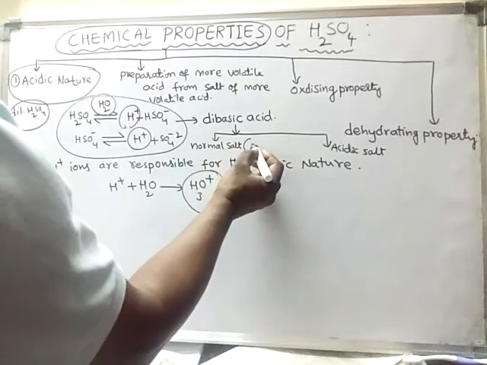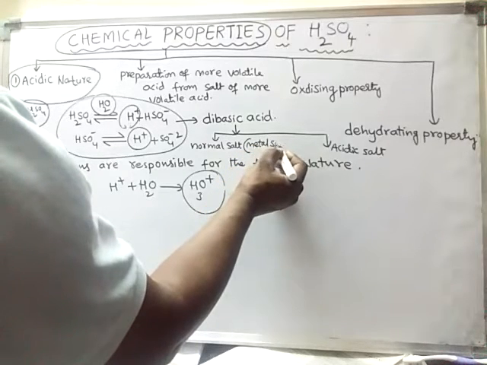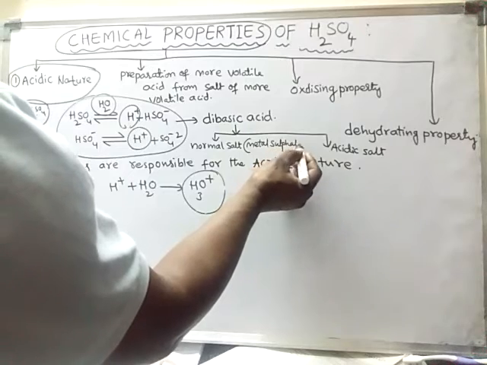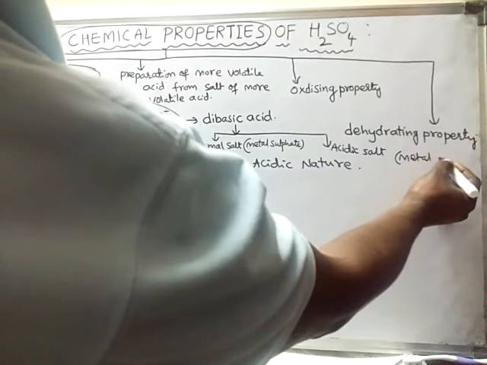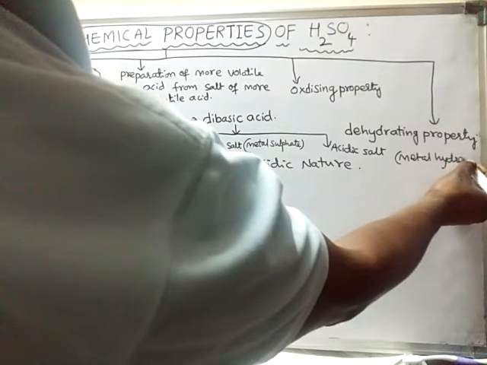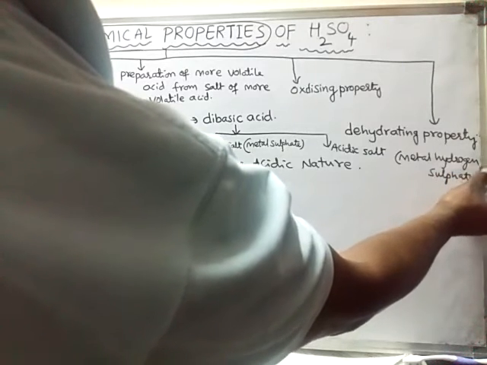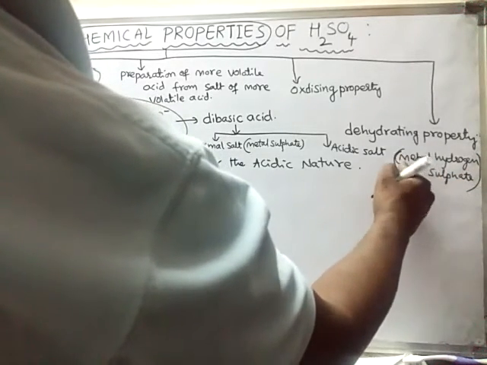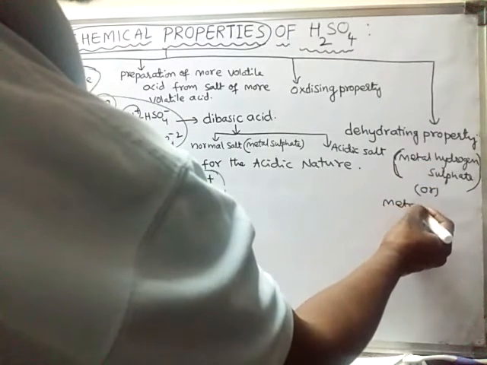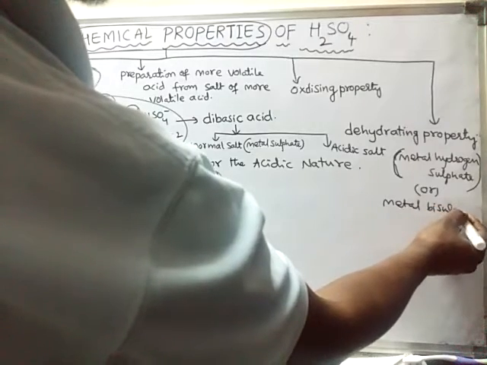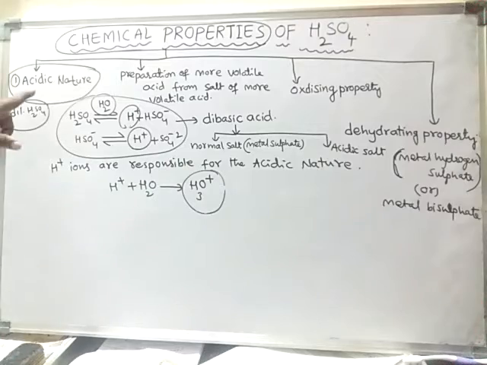Normal salt is nothing but metal sulfate. And acidic salt is nothing but metal hydrogen sulfate. It is also called as metal bisulfate.